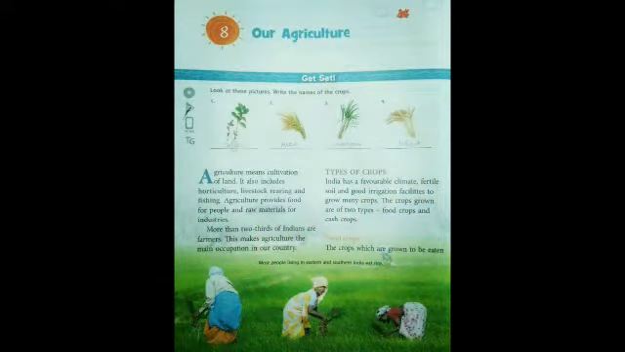So what did we learn from this lesson? Yes, we learned what is agriculture. Agriculture means cultivation of land. And we learned about types of crops. What are they? Food crops and cash crops. So what are food crops? The crops which are grown to be eaten by us are called food crops. Example: rice, wheat, millet and pulses. Of these, rice and wheat are the main food crops for us.